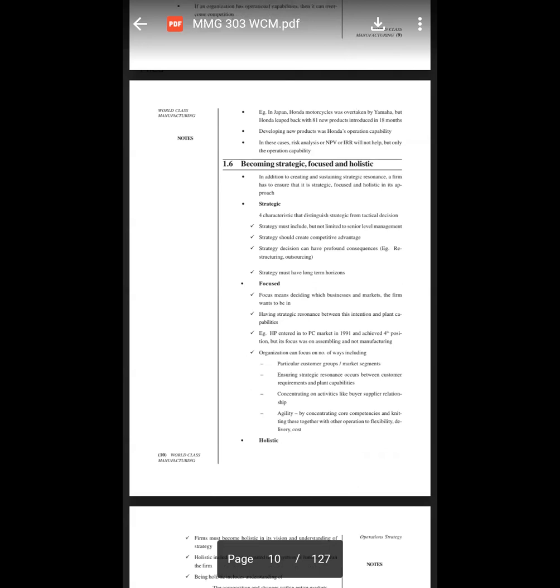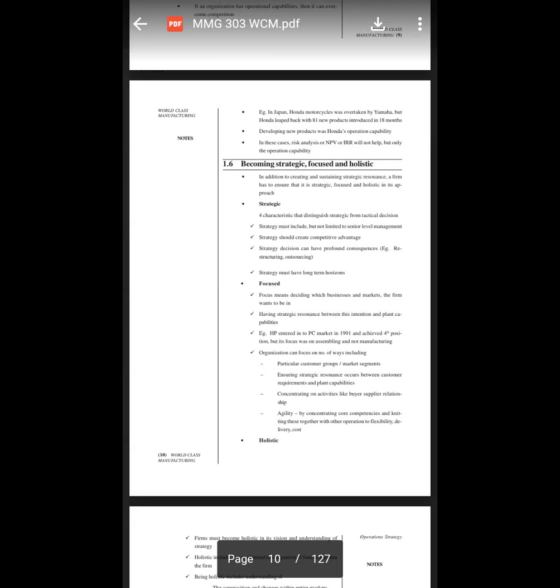Becoming strategic, focused and holistic. Now see, in addition to creating and sustaining strategic reasons, a firm has to ensure that it is focused and holistic in its approach. In the strategic approach, we can see there are four characteristics. Strategy must include, but not be limited to, senior level management. Strategy should create competitive advantages. Strategy decisions have to be of profound consequence, like restructuring and outsourcing. Strategy must have a long term horizon.